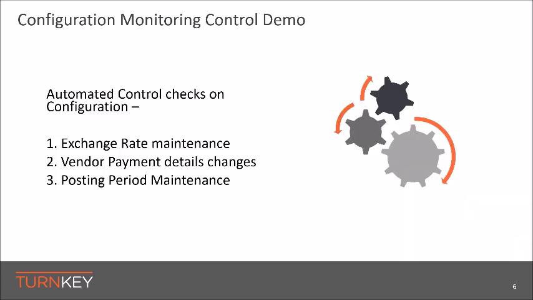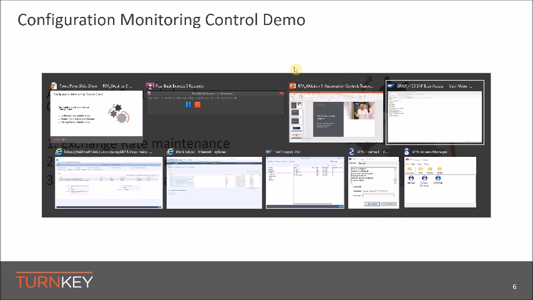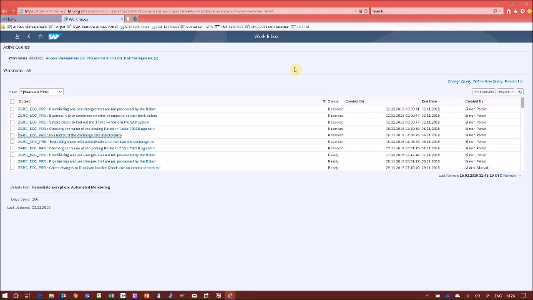So let's take a look at that. We've got a couple here that we can actually look at: exchange rate maintenance and security of vendor payment details. So if we just log into our environment, we can see a lot of these different steps. So in the Fiori world, from an SAP perspective, using GRC 12 functionality, we've got all of these automated business rules that we've got set up here.